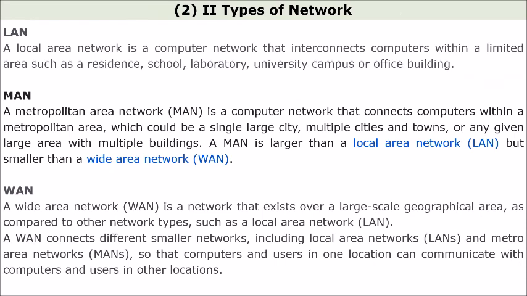We learn 4 types of network: personal area, local area, metropolitan area, and wide area network. Here I am giving three types: LAN, MAN, and WAN. Right? Then local area network.